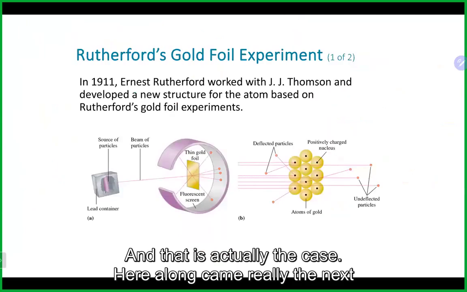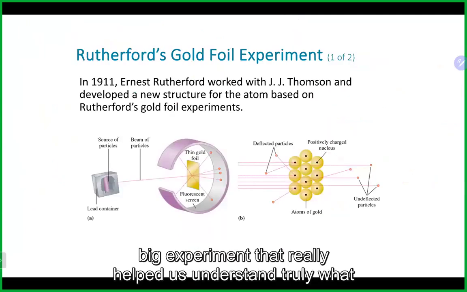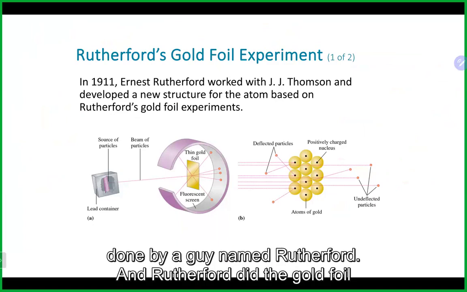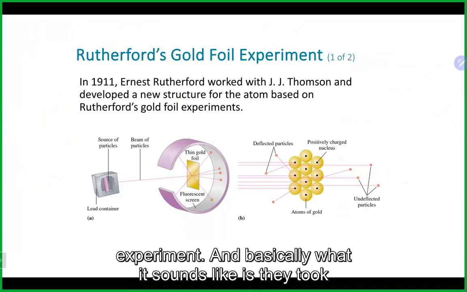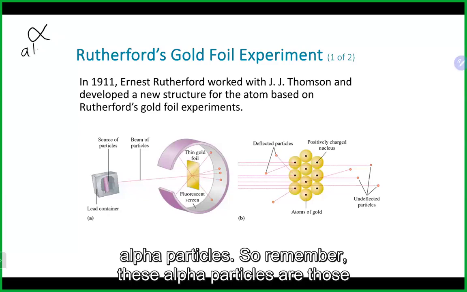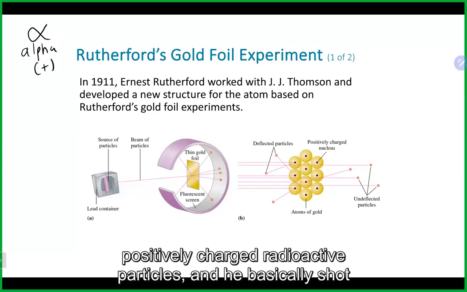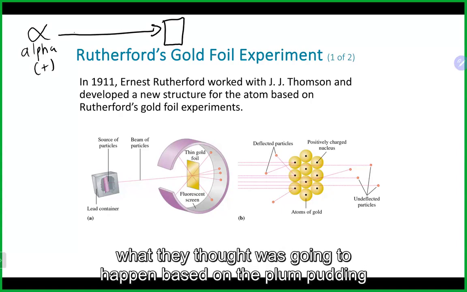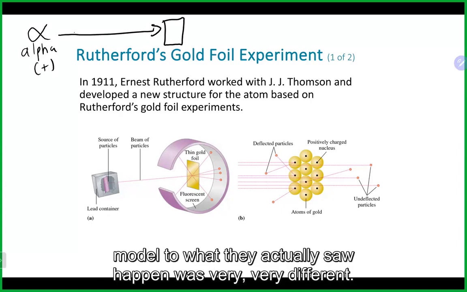Along came the next big experiment that really helped us understand what the atom is made out of. This was done by a guy named Rutherford, and Rutherford did the gold foil experiment. Basically, what it sounds like is he took alpha particles, those positively charged radioactive particles, and shot them at pieces of gold foil and other atoms. What they thought was going to happen based on the plum pudding model was very, very different from what they actually saw.